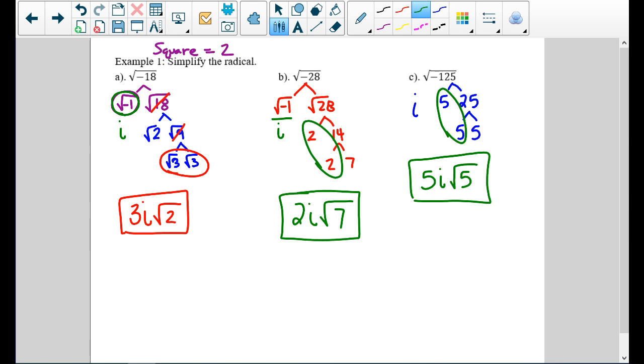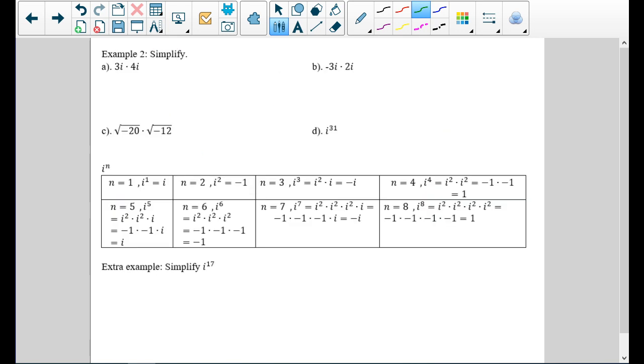So that's simplifying radicals with negative numbers. Okay. Now, what about these i's? So remember, we said i equals the square root of -1, or more importantly, i squared equals -1. So how can I simplify these?